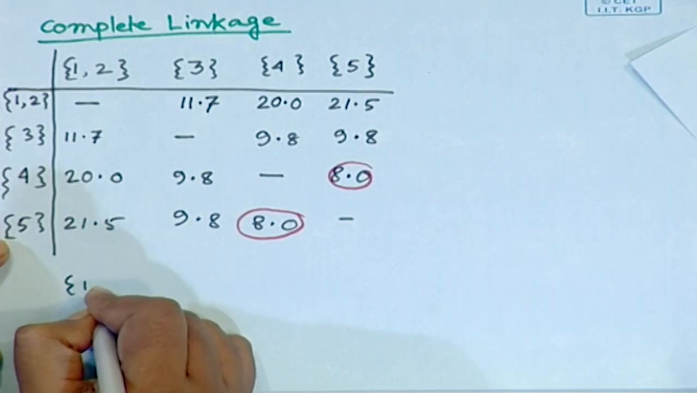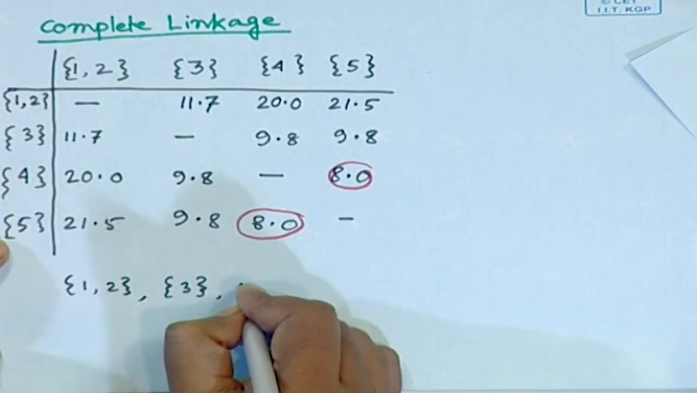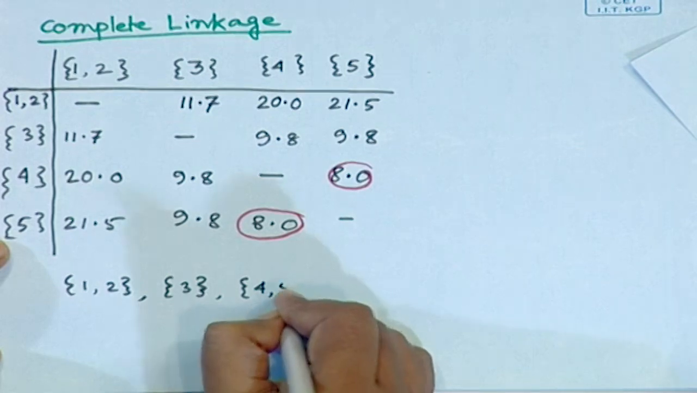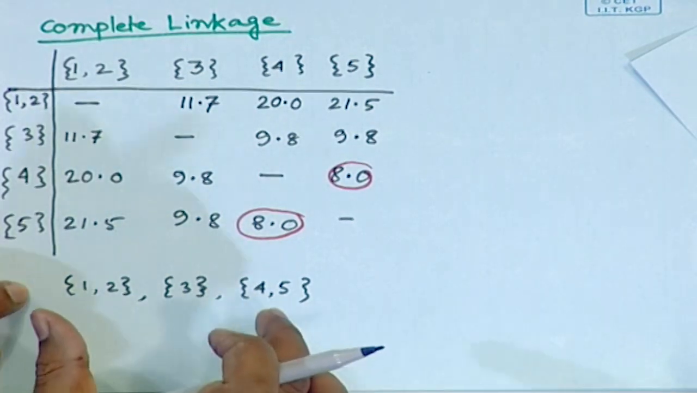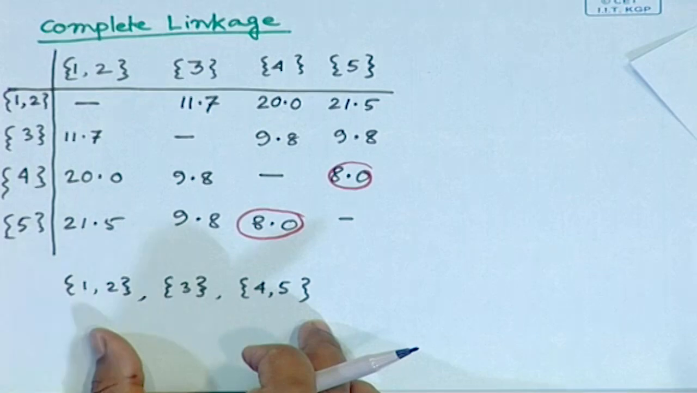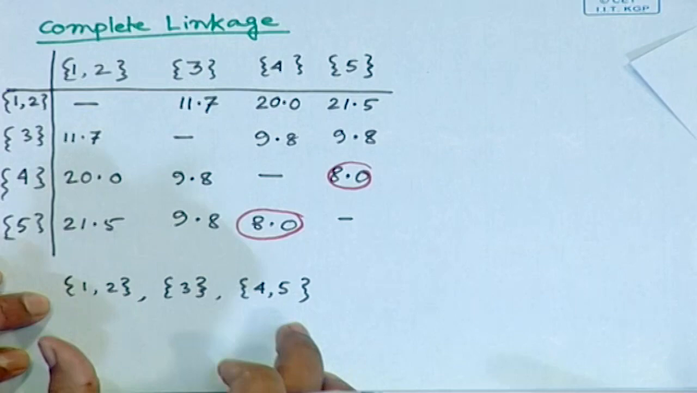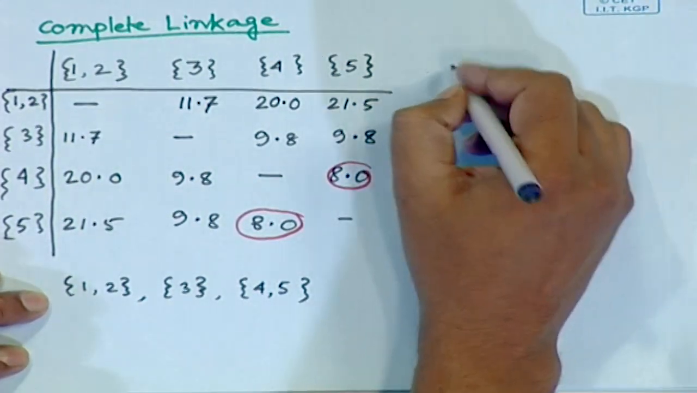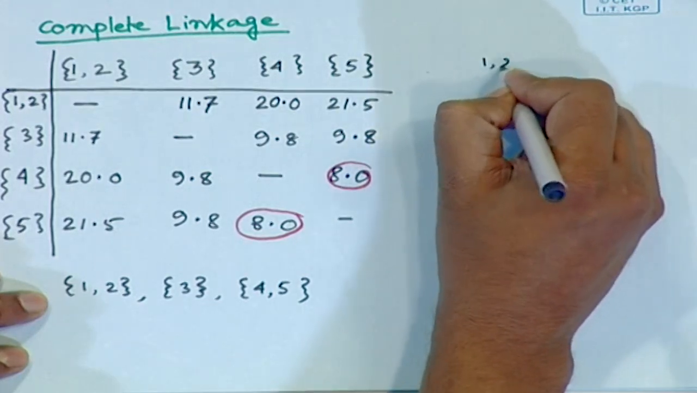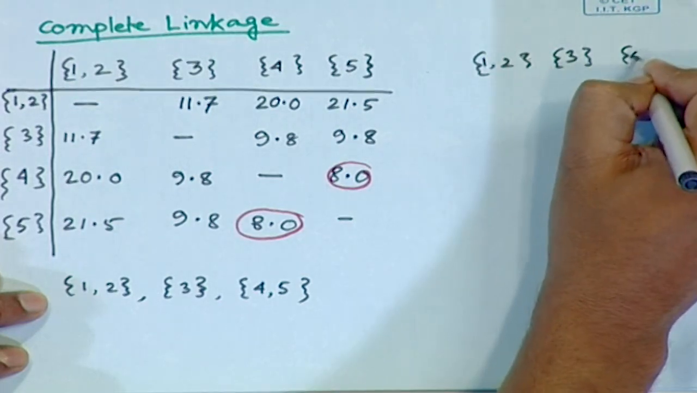So, I have got 1, 2 as before, then 3 and then 4, 5. Okay. So, this is the same cluster. Even up to step 2, I get the same set of clusters, that is 1, 2, 3 and 4, 5. And next I have to compute the same distance between 1, 2, 3 and 4, 5.